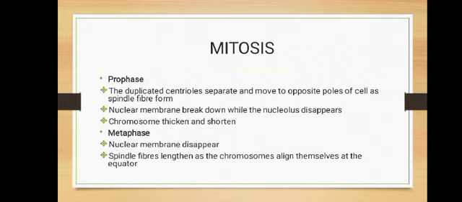Then we have the metaphase. The nuclear membrane disappears. Spindle fibers lengthen as the chromosomes align themselves at the equator. And there's one thing that we'll notice about metaphase, whether it is in mitosis, meiosis 1 or meiosis 2: you'll see that the chromosomes always align themselves at the equator at the metaphase stage.